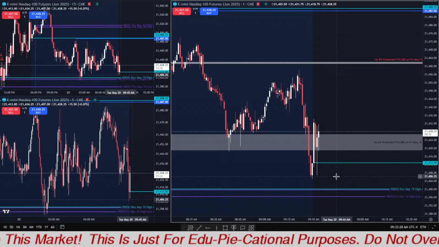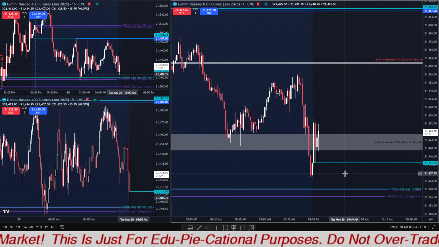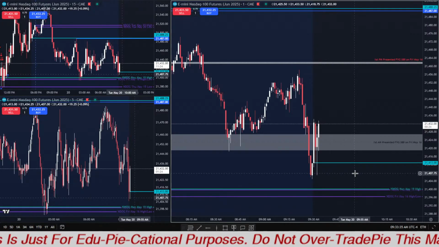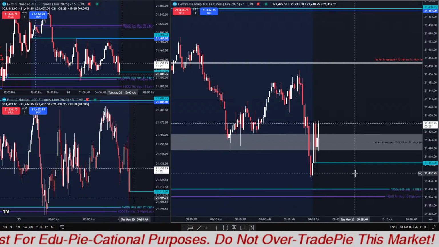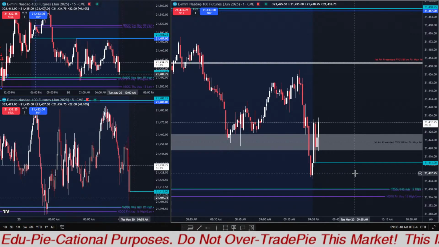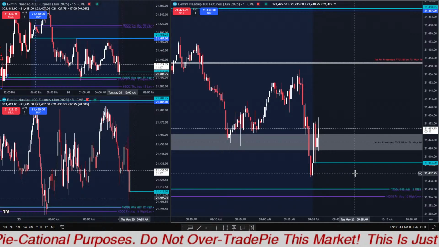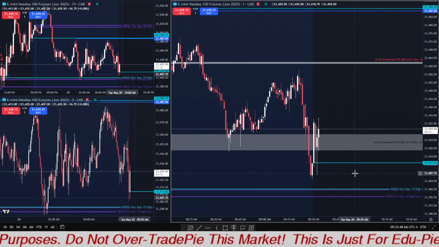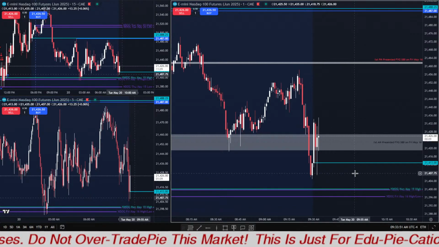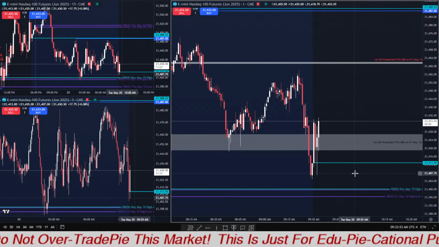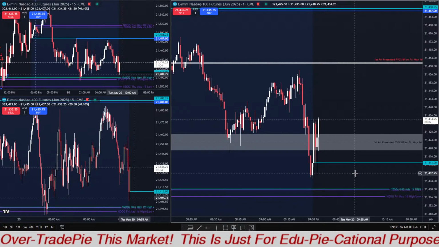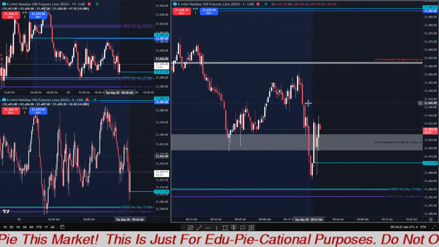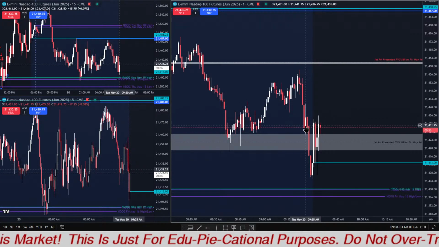Alright, now we are gyrating around the first presented fair value gap of last Friday. So far we don't have any first presented fair value gap formed for today's trading session. Now we are trading inside this order block in the 1-minute chart.